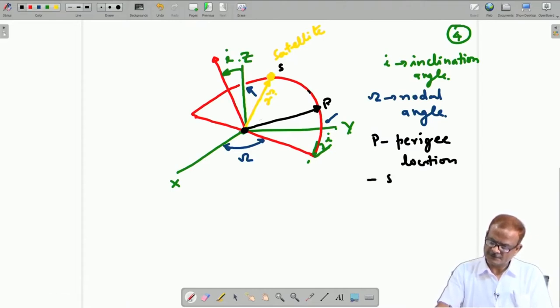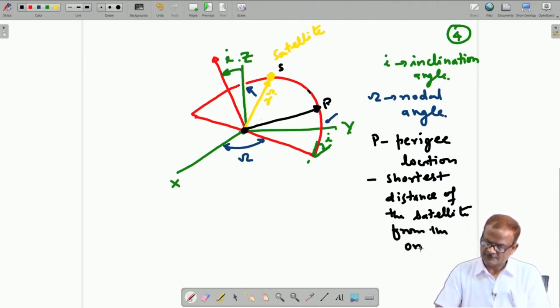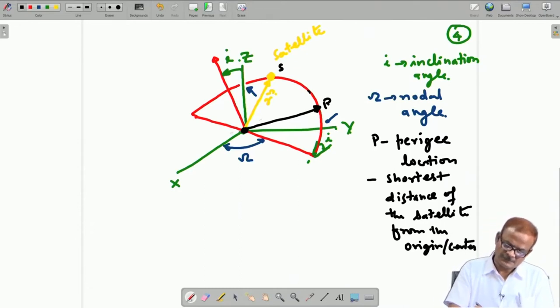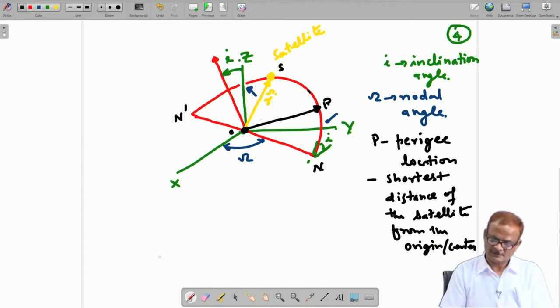which is the shortest distance of the satellite from the origin or center. So, this is your origin O. This we will name as n and here we will name as n prime. Okay.